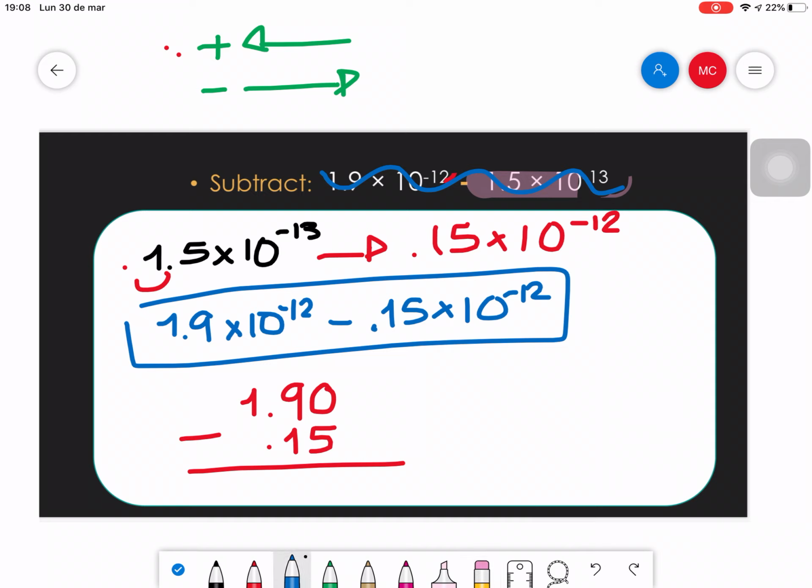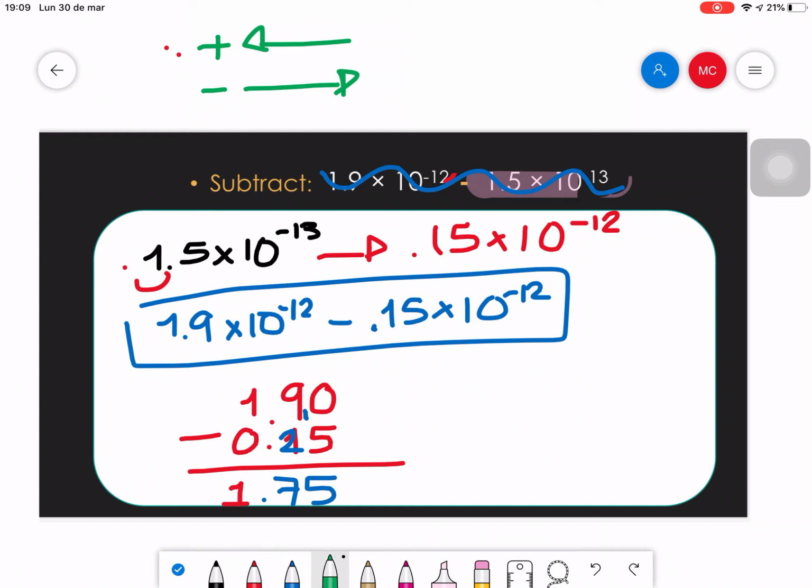Ahora sí. I cannot remove 5 from 0, so I make it a 10. 10 minus 5, it's 5. I give this one back, and now this is not a 1, this is a 2. 9 minus 2 is 7. And then I put down the decimal point, and 1, I don't write one here, because this number didn't demand for another. O sea, ese número era suficientemente grande para poderle restar el 2, entonces no pidió prestado, así se queda. And then 1 minus 0, it's 1.